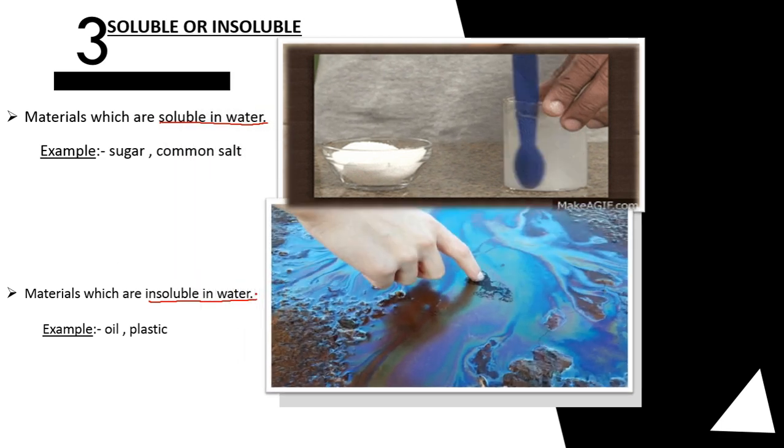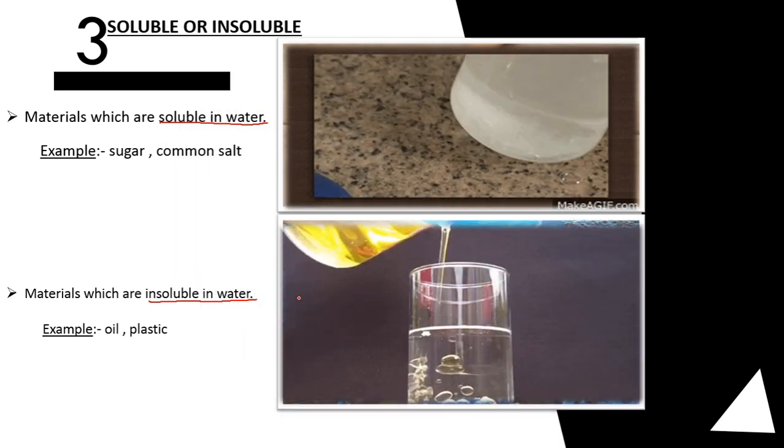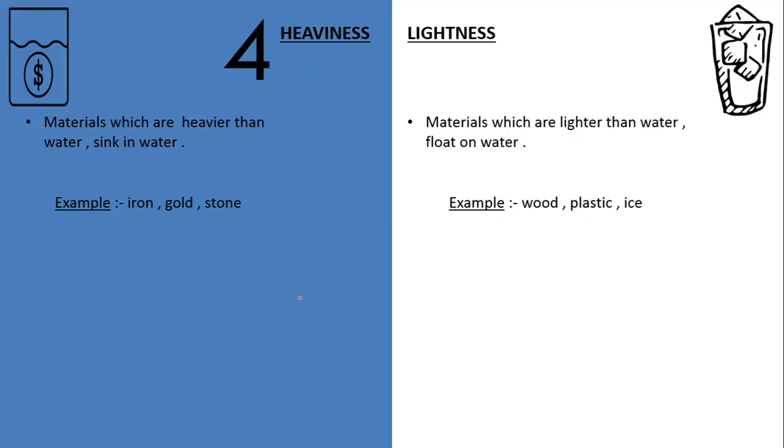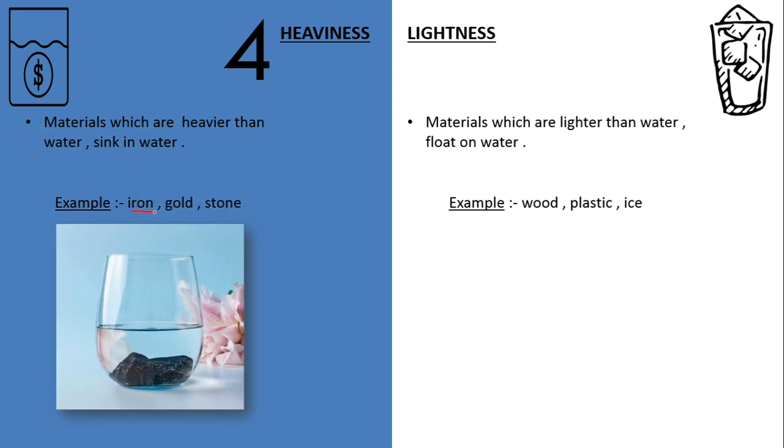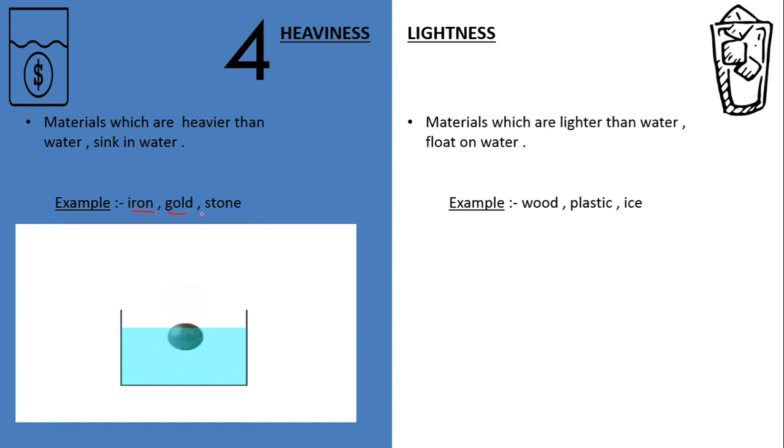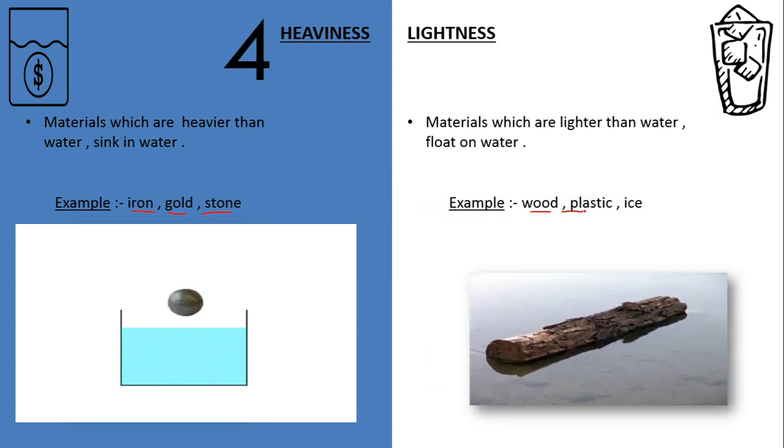Example: oil and plastic. Now the next one is heaviness or lightness with respect to water. On the basis of their density, materials can be classified into two groups. First is materials which are heavier than water, which sink in water. Example: iron, gold and stone. Second is materials which are lighter than water, which float on water. Example: wood, plastic.